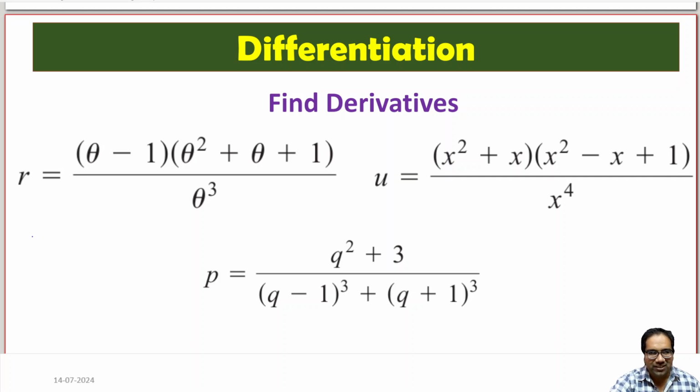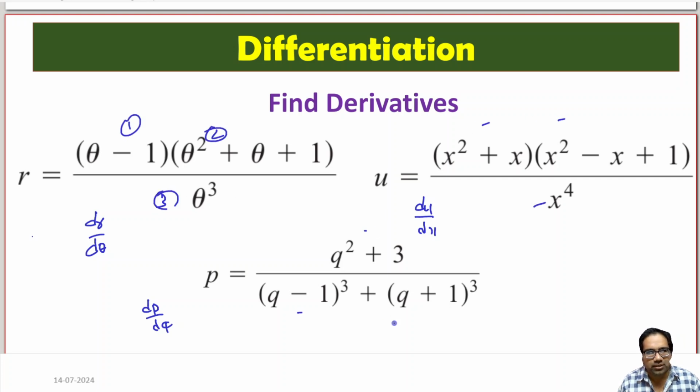Friends, we have three nice functions which we want to differentiate. R is a function of theta, u is a function of x, and P is a function of Q. Basically, we want dr by d theta, du by dx, and dp by dq. So it looks like we have three functions here: 1, 2, 3, and here also 1, 2, 3.